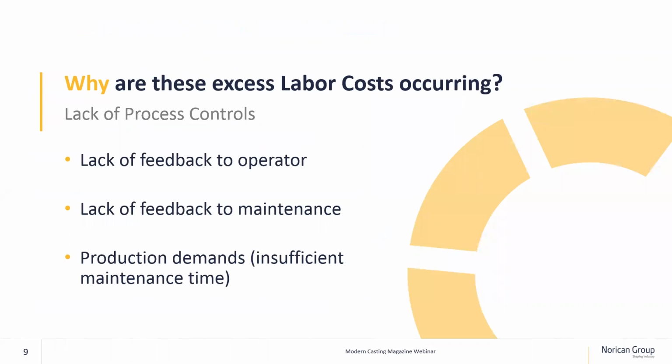Okay, so why are some of these excess costs occurring again? One of them is lack of process controls. Say the operator is not getting feedback from the finishing room, where they're actually looking at the parts, and an inspector could tell him, hey, you're actually overblasting these parts. If he is, he could reduce his time. He could reduce his velocity. That feedback is key to the operator to know.